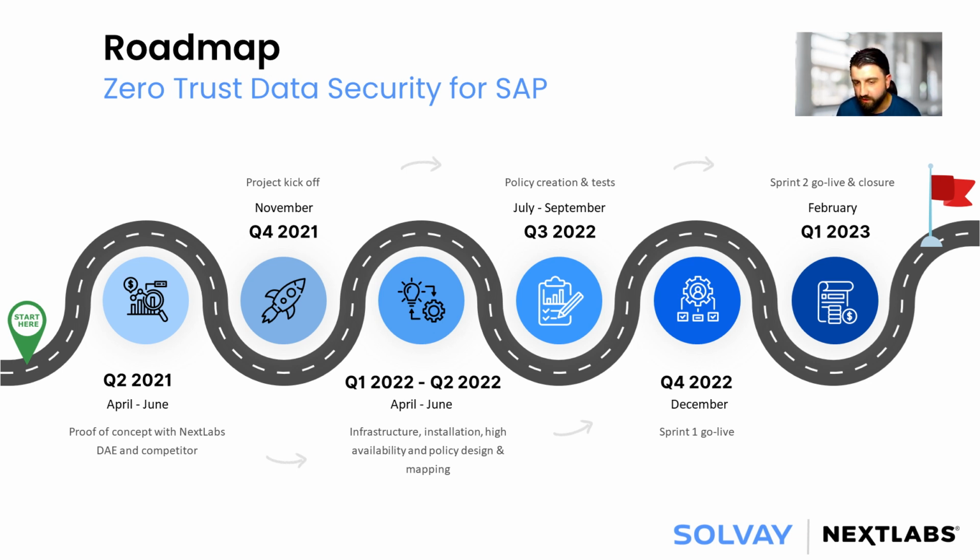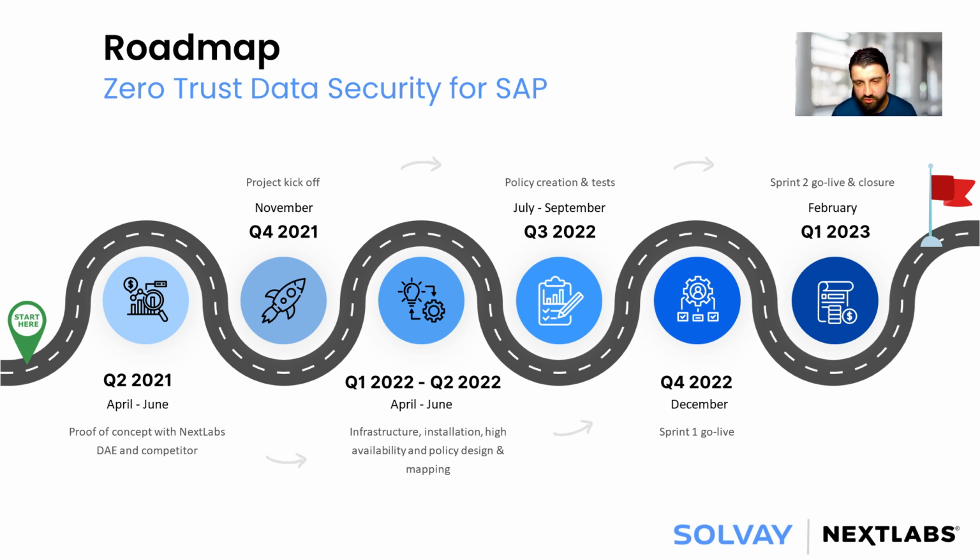So in parallel to this infrastructure setup and installation, we were also working on the policy design and mapping. That was basically to understand what were the fields that we wanted to protect, the tables that we wanted to protect, and also the test scenarios that we wanted to execute to ensure that everything was working properly.